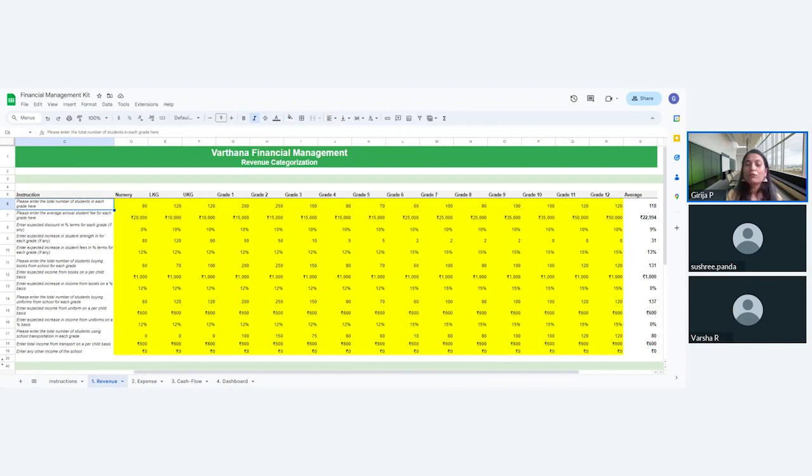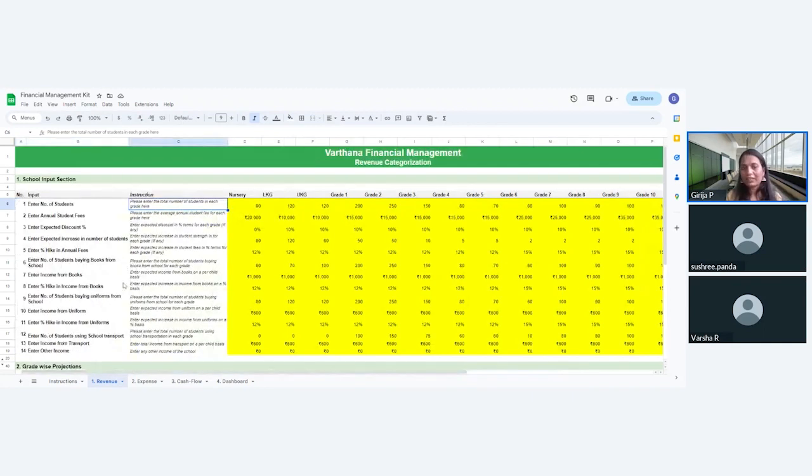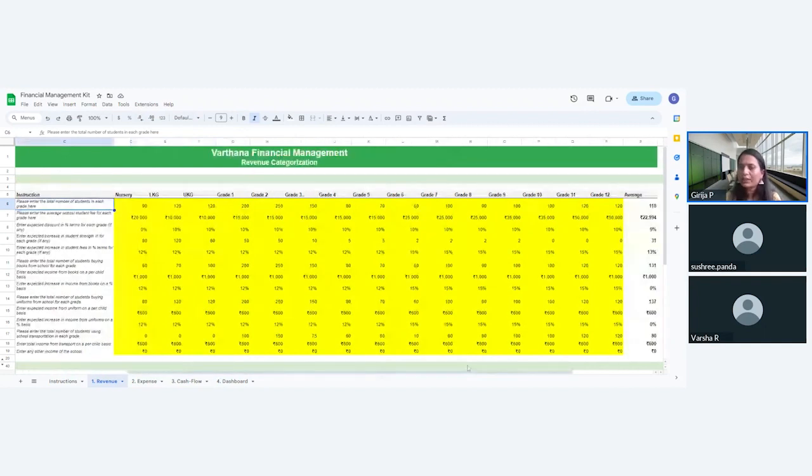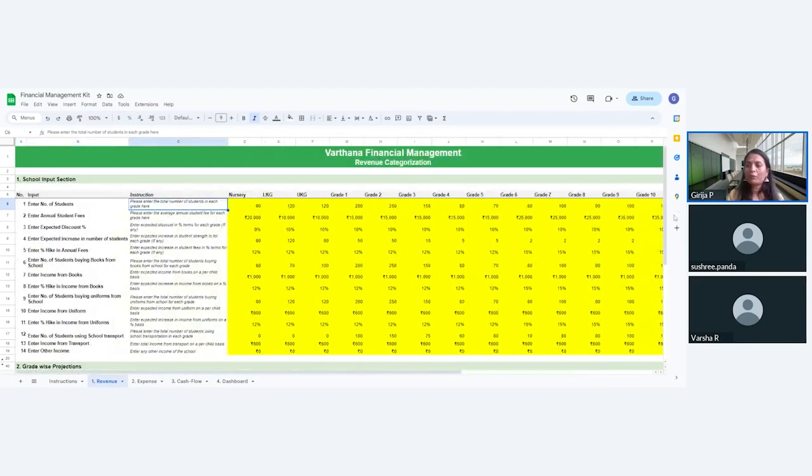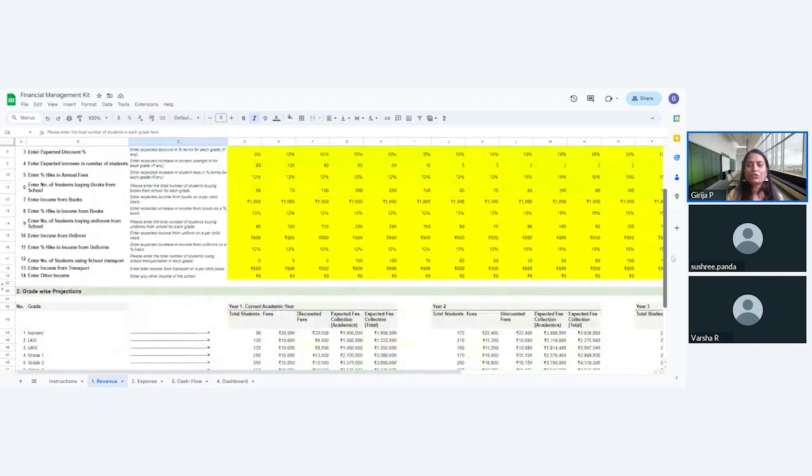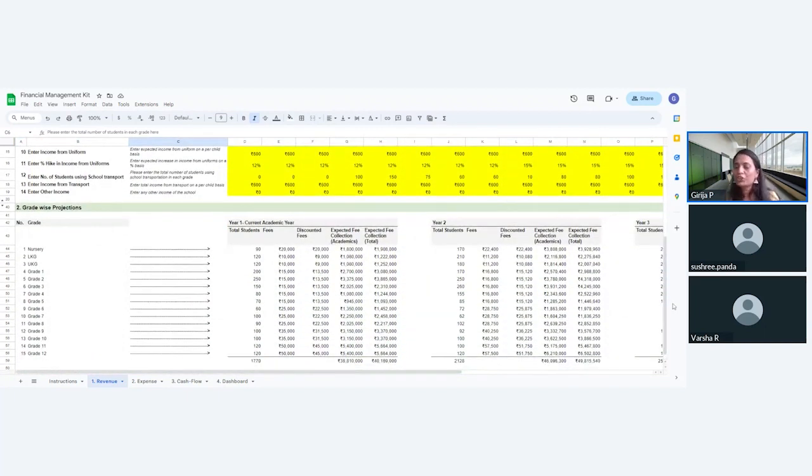Once you have put up the data for every input, and from nursery to 12th, we have given the option till 12th, and it depends. If you have grades till 5th or 6th, you can use this bracket, and in that case it will give you the revenue. So once you have put up the data, whatever income you have from different sources, it will give you the projection for the current year and the coming years as well, if you have put in the percentage for the next growth you are thinking.